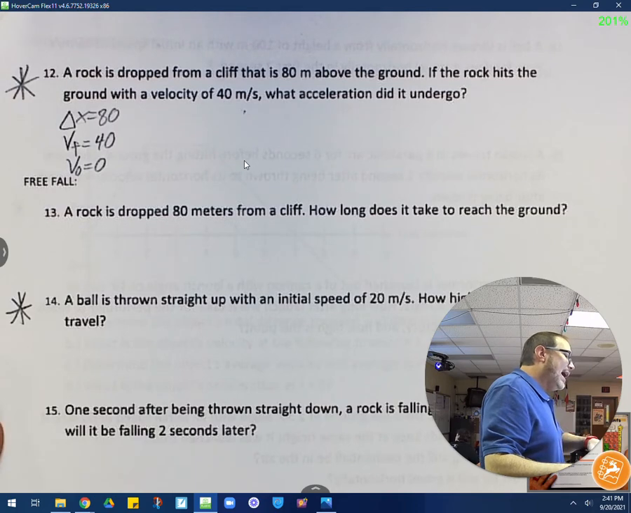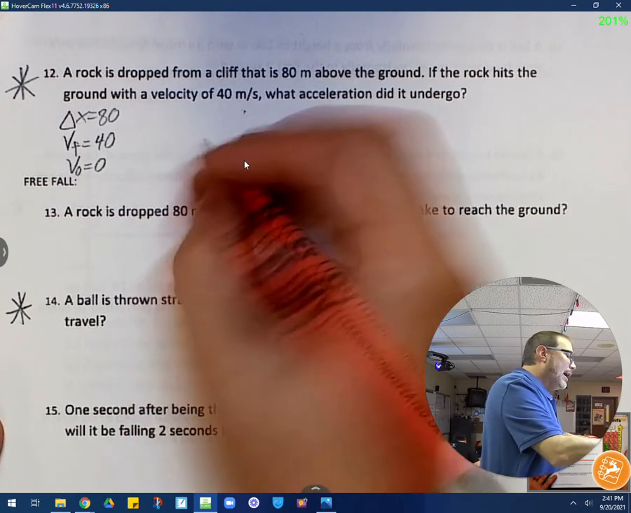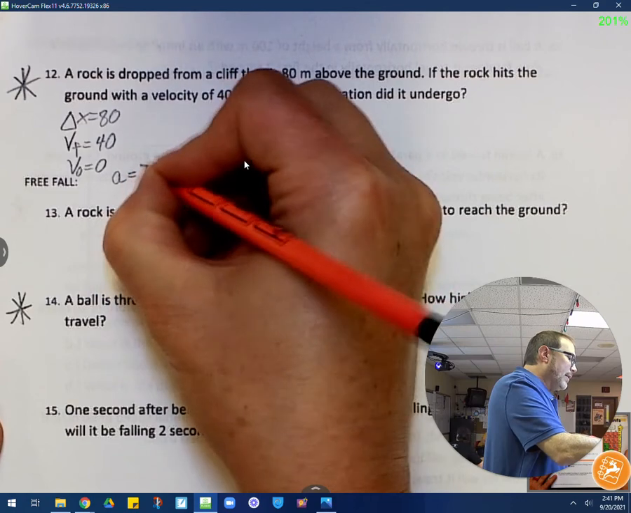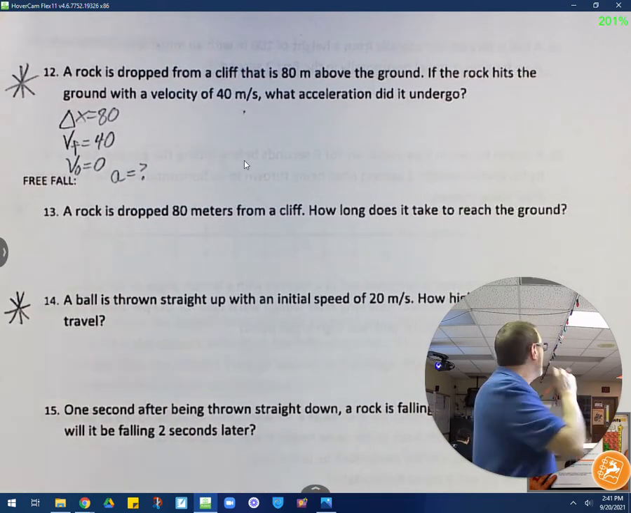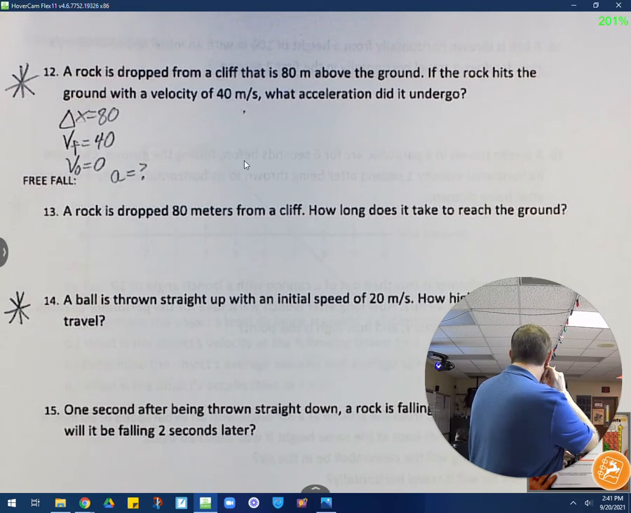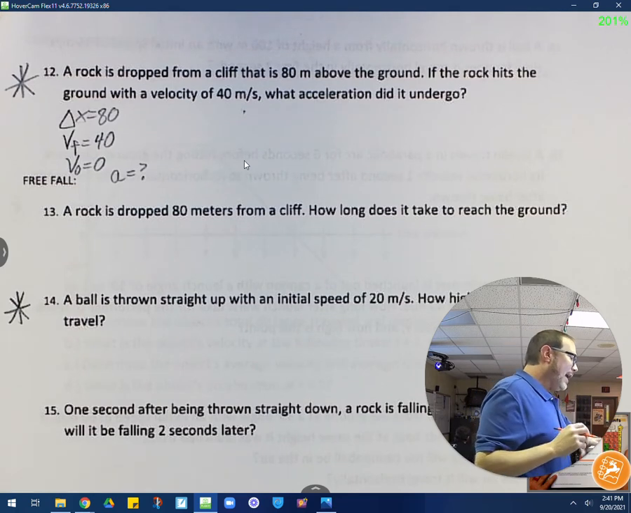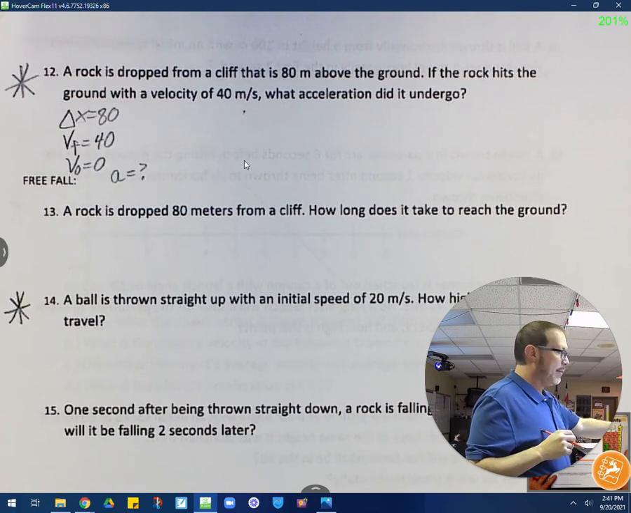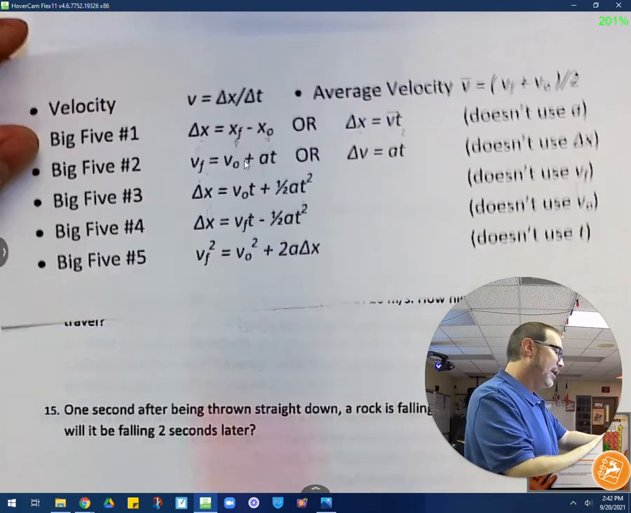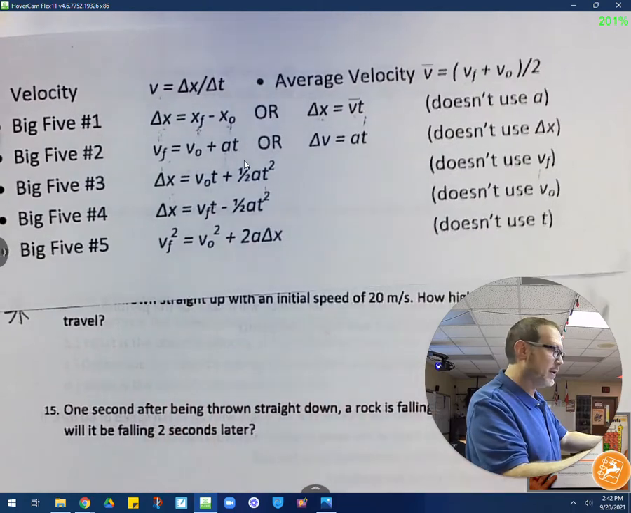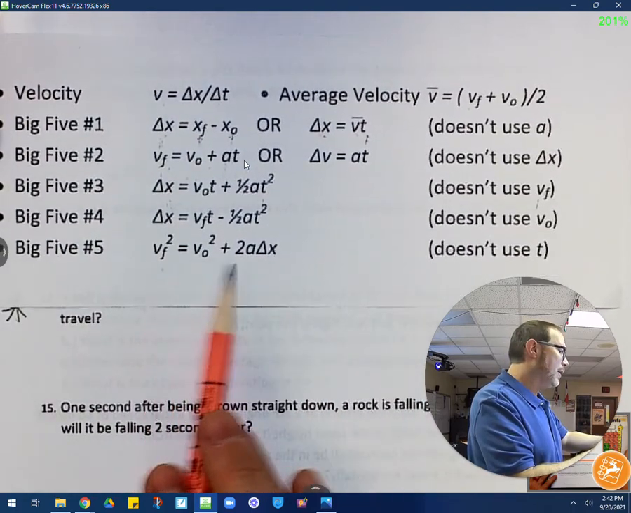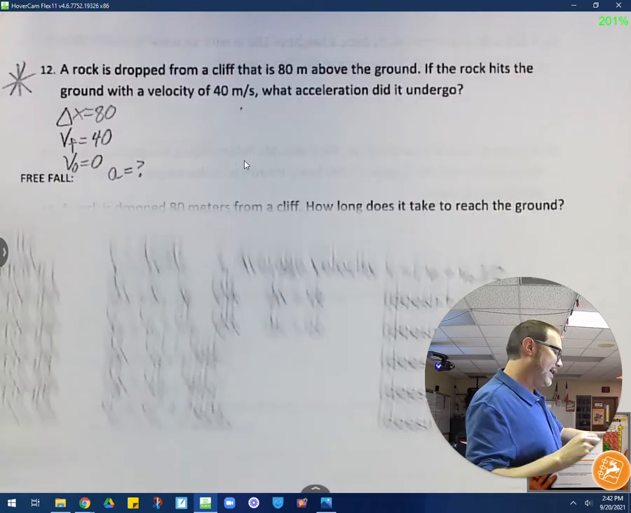Now I don't have time, right? And I'm looking for acceleration. Now, we're going to pretend that we don't know the acceleration due to gravity. But this might be a nice common sense check. If a ends up equaling decently close to 9.8, then we can assume that this rock was dropped somewhere on planet Earth, right? Okay. So I don't have time. So if I don't have time, I have to use Big 5 number 5 because it doesn't use time. So Vf squared equals V0 squared plus 2a delta x. Let me jot that down.